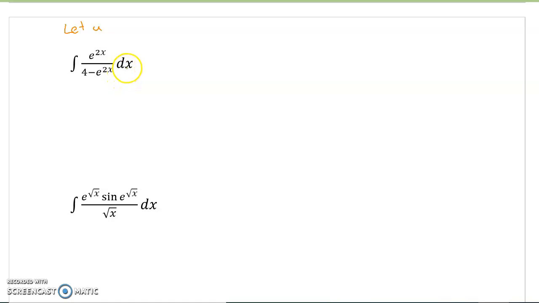So maybe we could try using the entire denominator. That's something we did a lot in the last section, right? With our rational functions, a lot of times we just let that denominator equal u. So that's a good thing to try. 4 minus e to the 2x is our u value. So then that means that du dx equals negative 2 e to the 2x, or du over negative 2 e to the 2x equals dx.